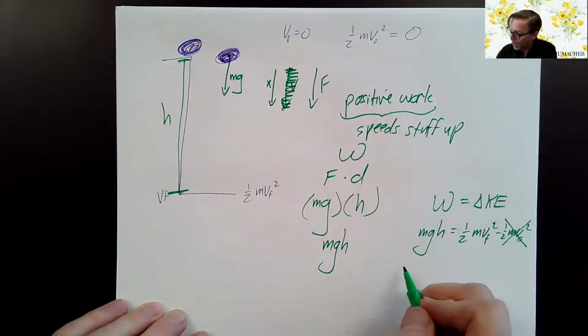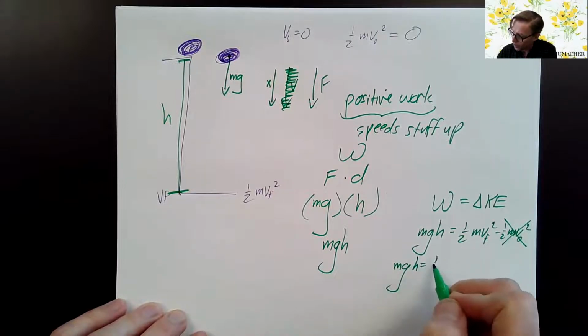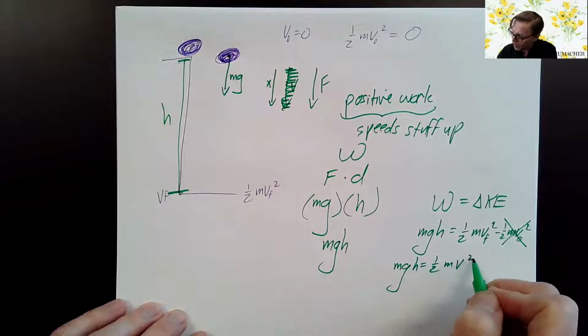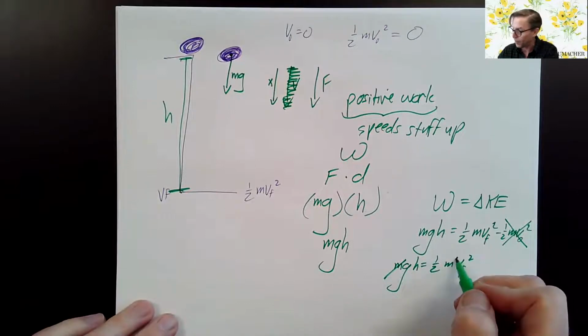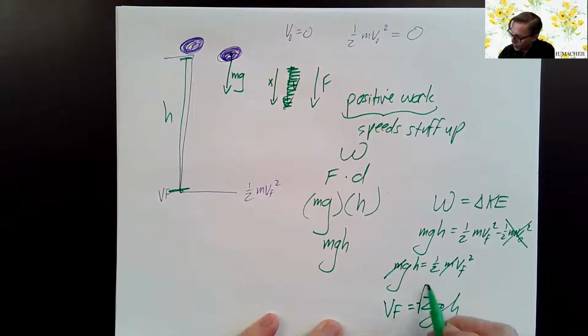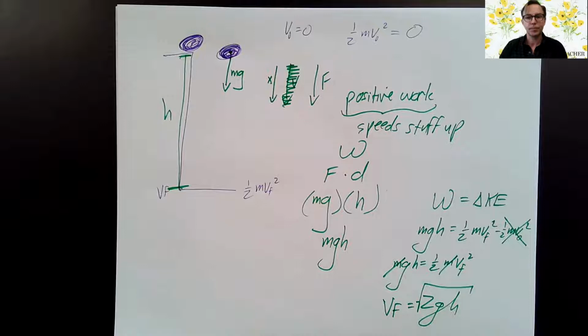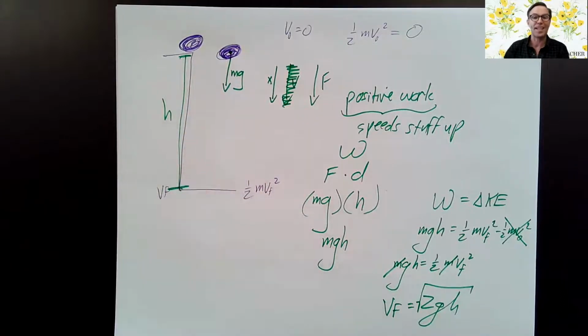So if I know the mass of the object and g and h and 1/2, oh my goodness, wait a minute. I can even cancel out mass, again, only for this specific example. I could find the final velocity really easily. The final velocity is equal to the square root of 2gh. So using this work energy theorem, I didn't have to struggle too much to find how fast the object's going to be going when it hits the ground.